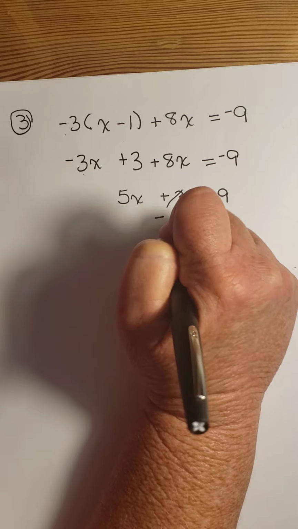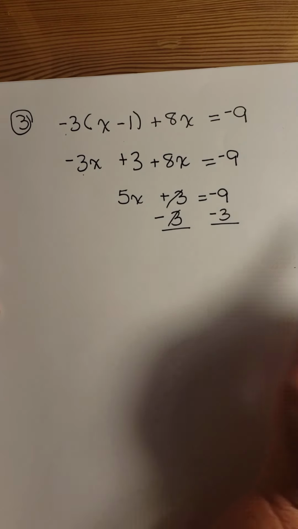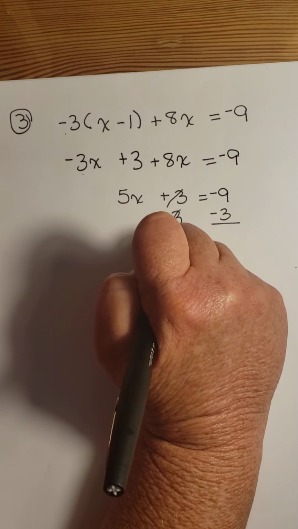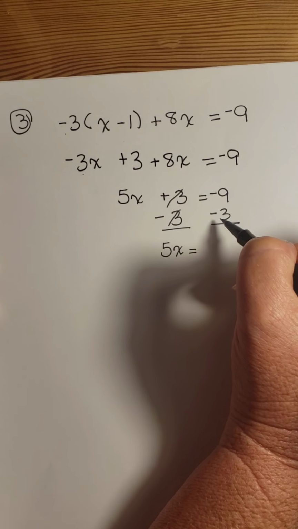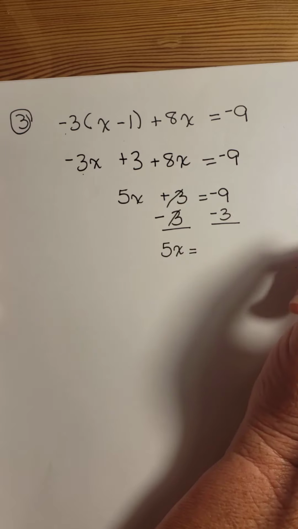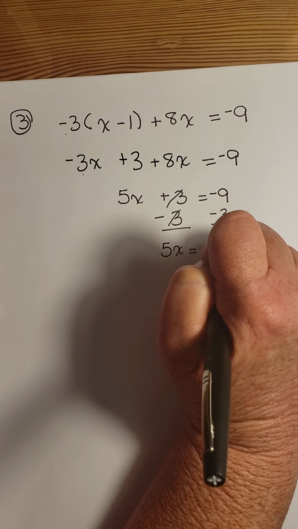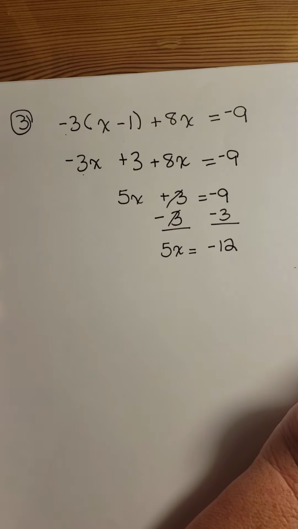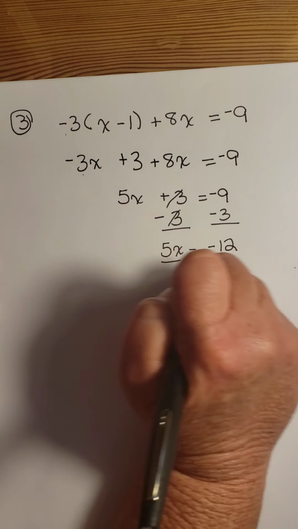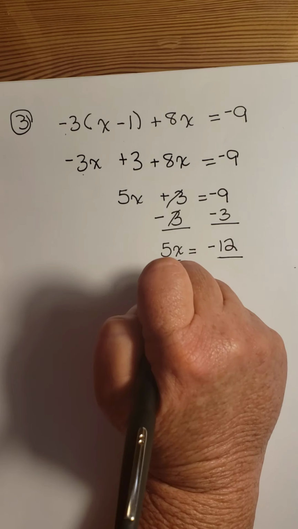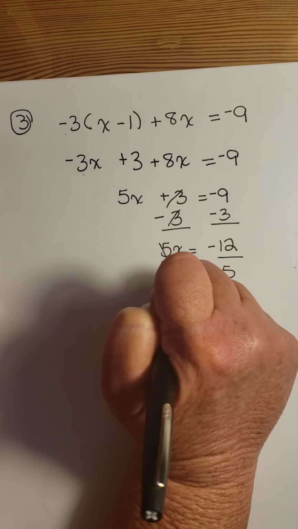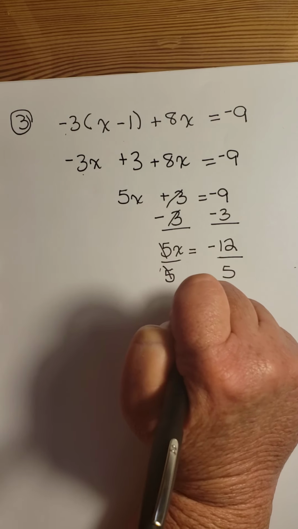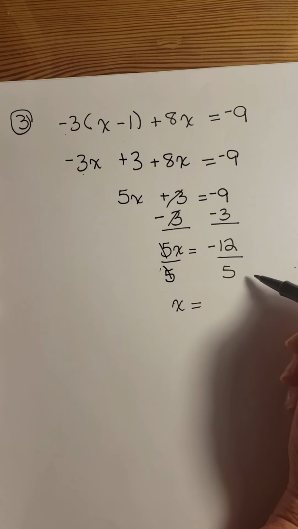And since the positive and negative 3 will cancel, we are left simply with a positive 5x equals, and a negative 3 and a negative 9 combine to give me negative 12. And again, to eliminate the 5, we're going to divide both sides by 5. Those 5's cancel so that we are left with x equals, and negative 12 over 5 does not reduce.